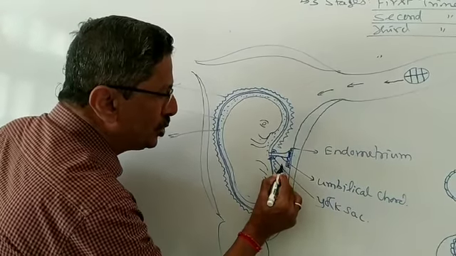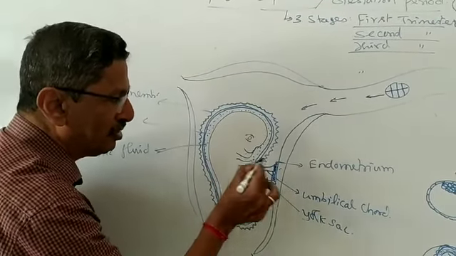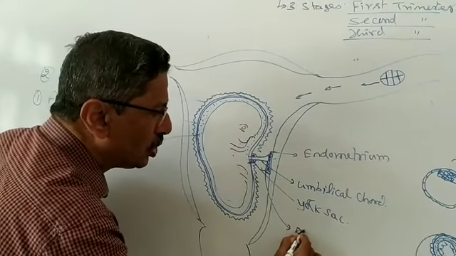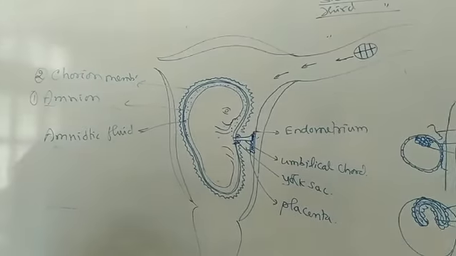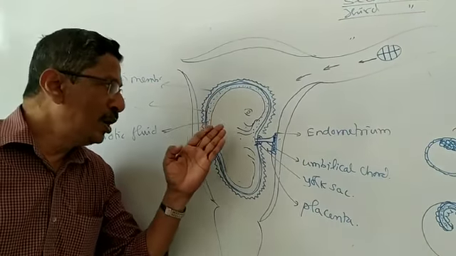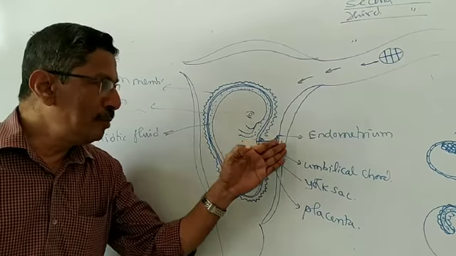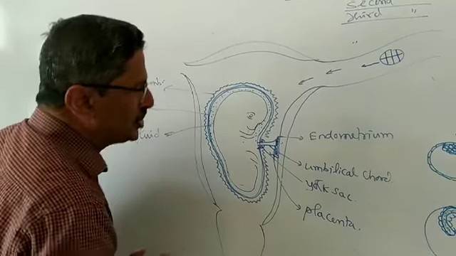So here a new tissue is formed between the wall of the uterus and the umbilical cord of the fetus. The new tissue is called the placenta. The placenta is partly made up of embryonic tissue and partly made up of uterine tissue, mother's tissue. Now it is a very important structure.